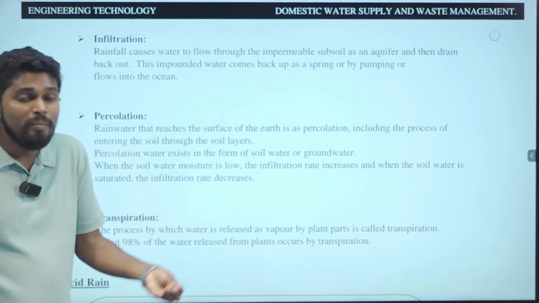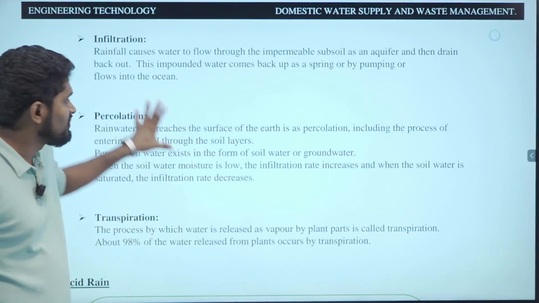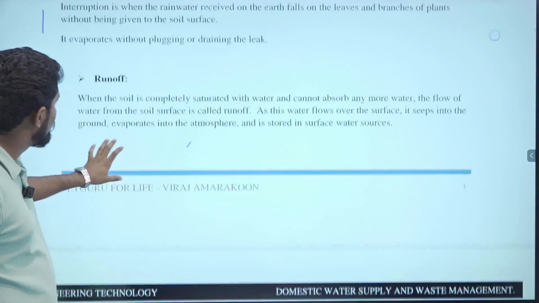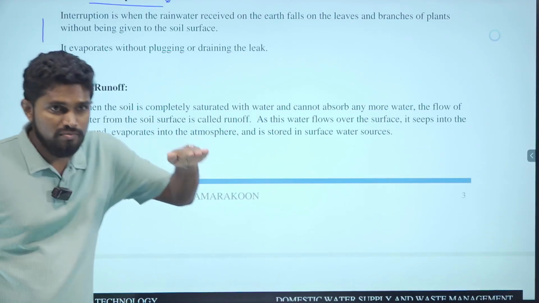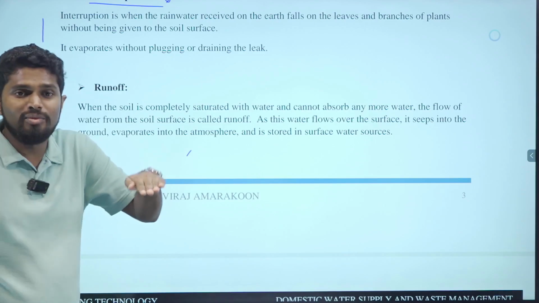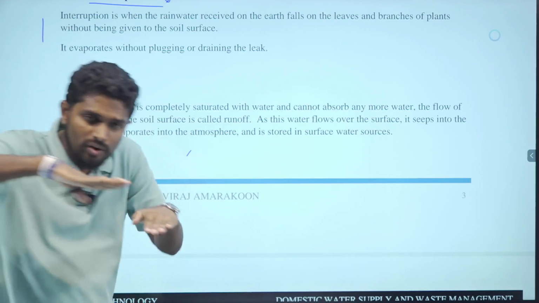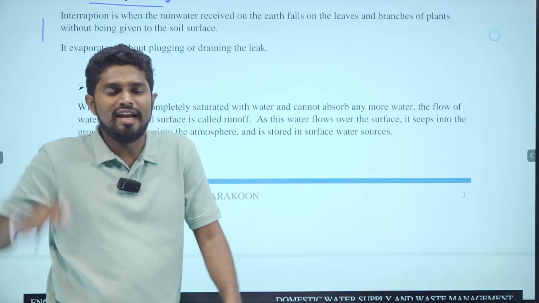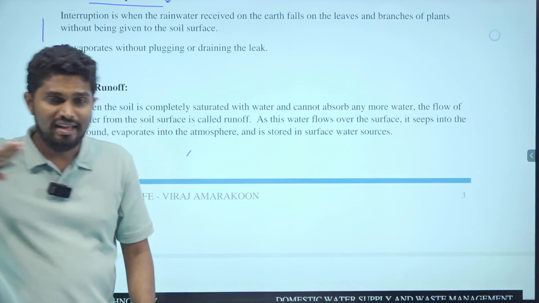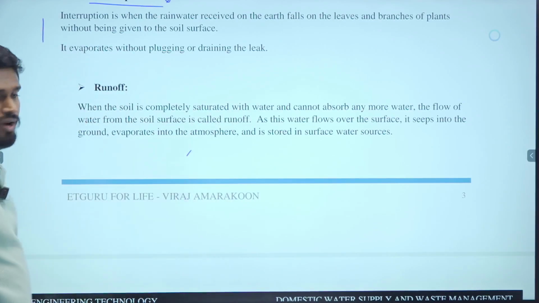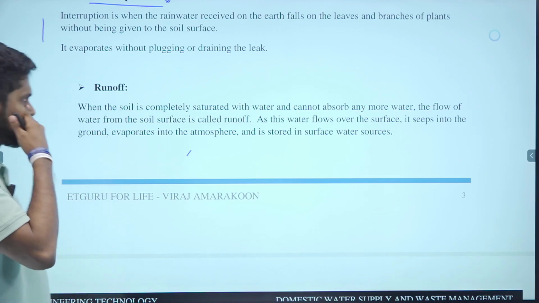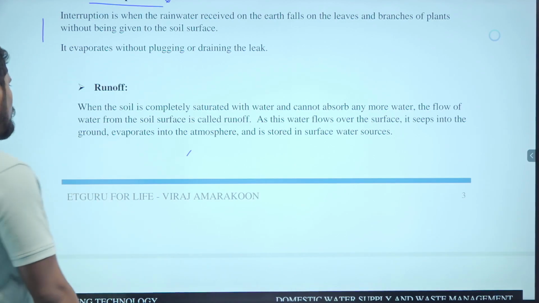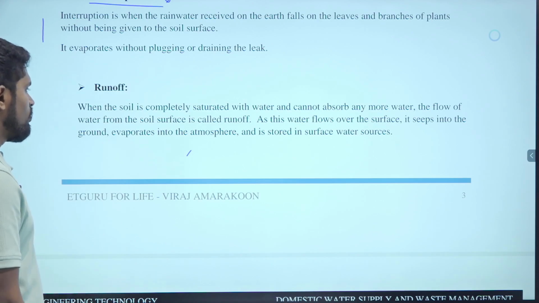With a low percentage of absorbing water, then after that I am talking about the runoff. The water flows on top of the soil, on top of the land. That's the process we can call runoff. When the soil is completely saturated with water and cannot absorb any more water, the flow of water from the soil surface is called runoff.